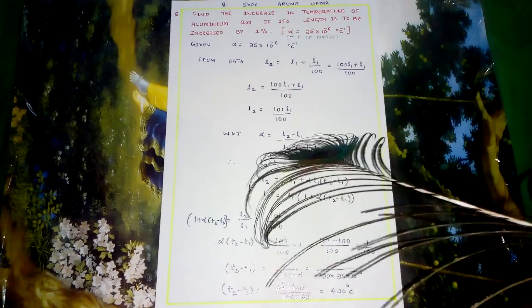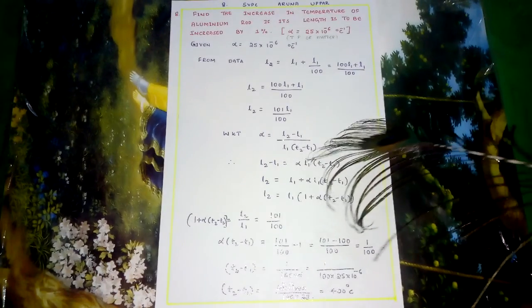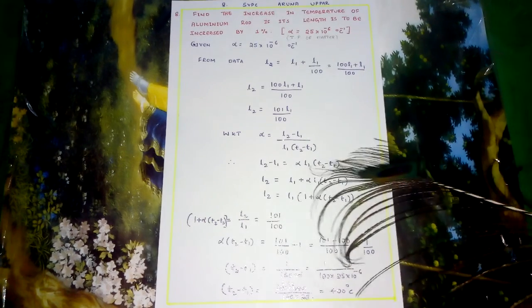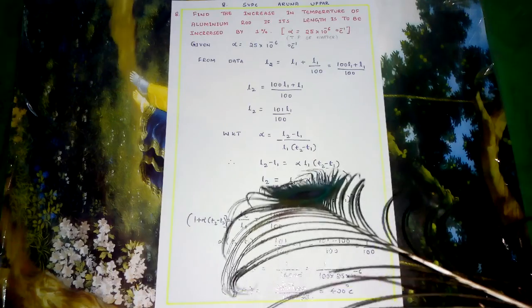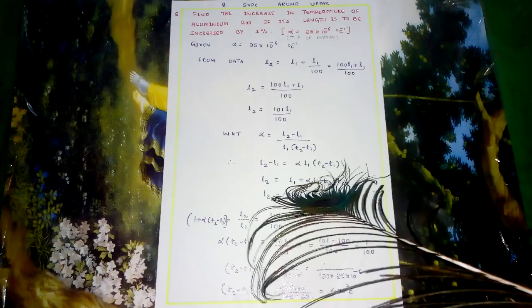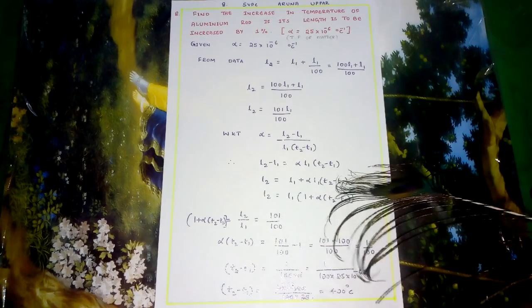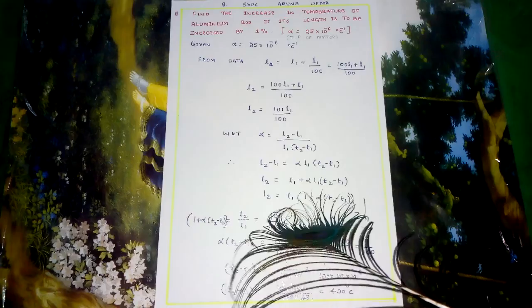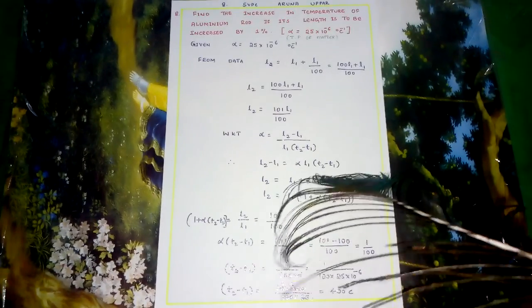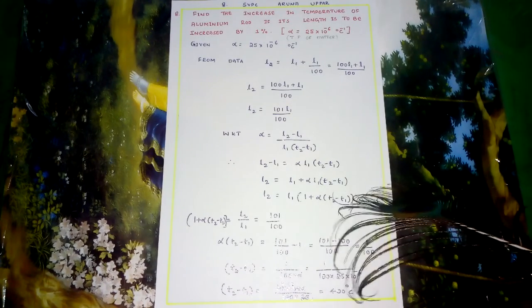So we know that alpha is equal to (L2 minus L1) by L1 of (T2 minus T1). Cross multiply this equation. L2 minus L1 take outside. It becomes L2 minus L1 is equal to alpha into L1 into (T2 minus T1). Only L2 you take outside. This minus L1 comes this side, so it becomes plus L1. L1 plus alpha L1 into (T2 minus T1). Or L2 is equal to, L1 is common from this term. So take L1 common, 1 plus alpha into (T2 minus T1).